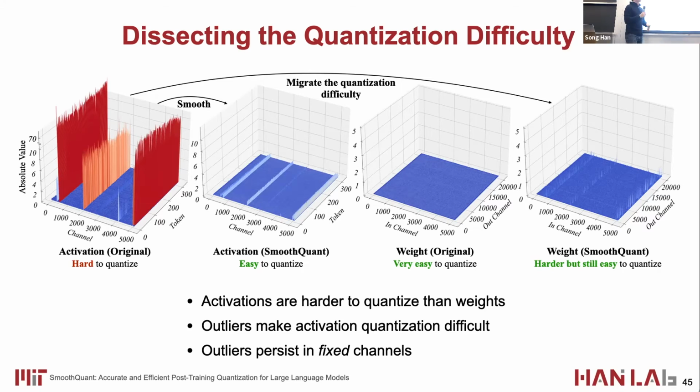So this is basically migrating the quantization difficulty from the activation to the weight. We are also smoothing the activation so that there are fewer outliers. This is mathematically equal because the weight and the activation are scaled in different directions. One is getting smaller, one is getting bigger. You multiply them together, and the product is the same as if nothing had ever happened.